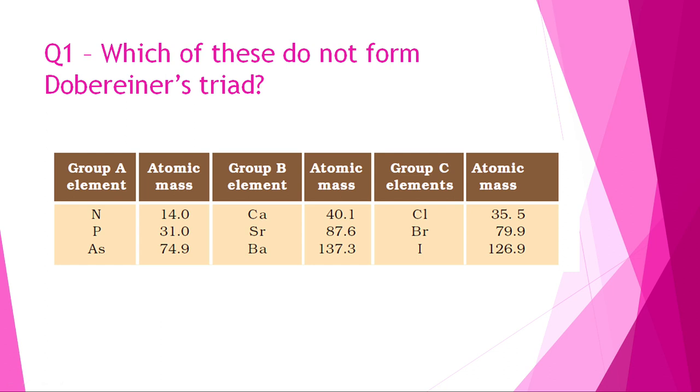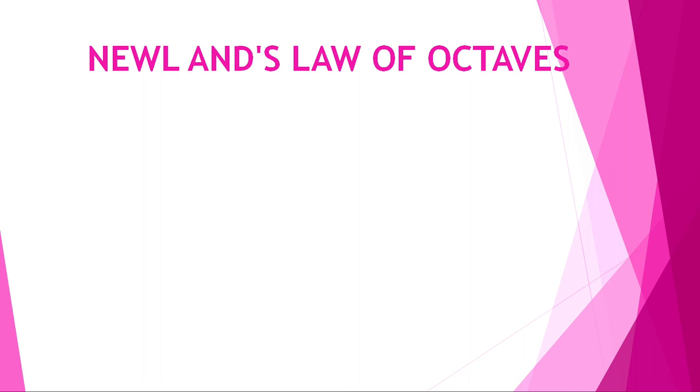No. You can see this first one, nitrogen, phosphorus, arsenic, they are not a triad. If you take the average of 14 and 74.9, it is not equal to 31. So this is not correct, and the rest of the two are correct Doberiner's triads. So that is why this method failed. Doberiner's triad does not exist anymore, but we have to study it when we want to learn the development of the periodic table. Now the second good attempt was Newland's law of octaves.